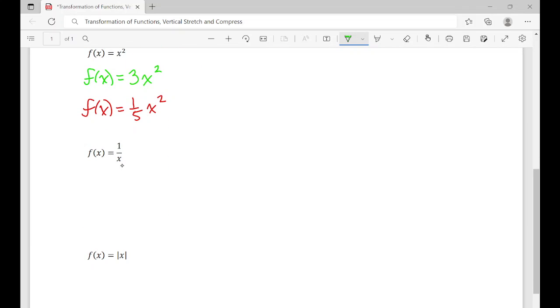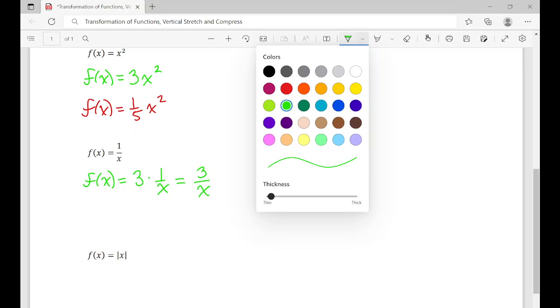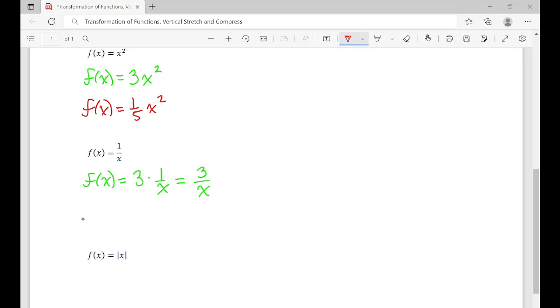Now we have f of x equals 1 over x. So we're going to have f of x equals, and it's again stretched by a factor of 3, so 3 times 1 over x. Now we don't like to leave it this way, so we're going to simplify it, and we can say this is just 3 over x. And now we're going to compress it by a factor of 1/5, so 1 over 5 times 1 over x, which again we can simplify and just say this is 1 over 5x.